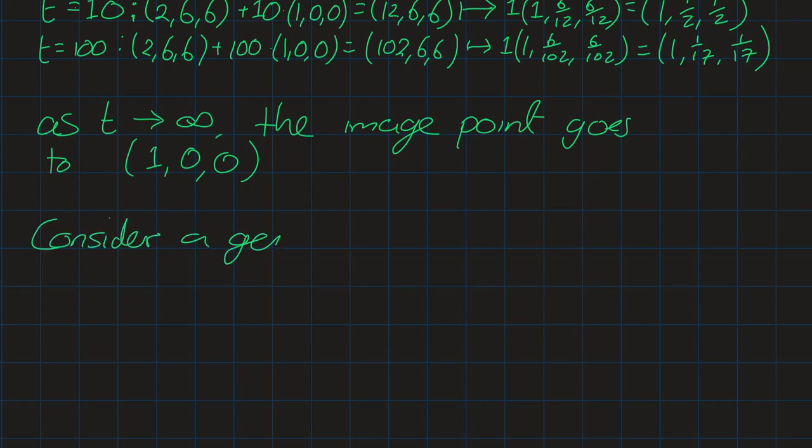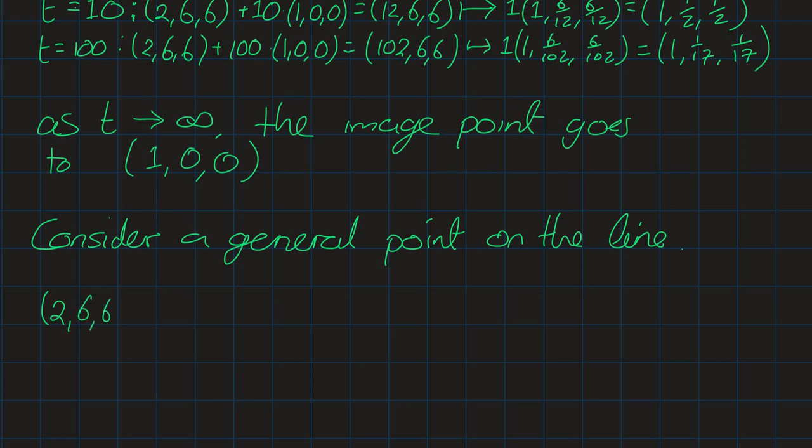Consider a general point on the line. Okay, so what is a general point? That's (2, 6, 6) plus t times (1, 0, 0), which I can rewrite as (2 plus t, 6, 6). I just combined these vectors, right? We spent a long time doing vector arithmetic, so this should be not too hard. And then I can centrally project this point right here.